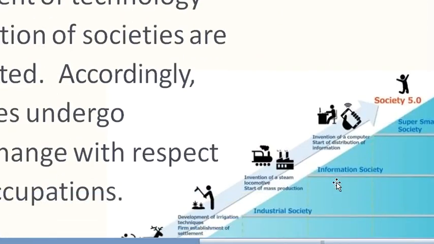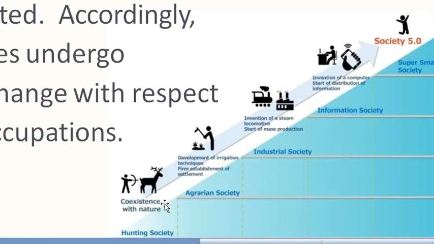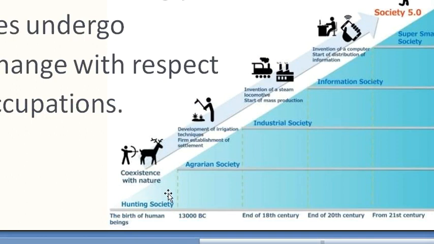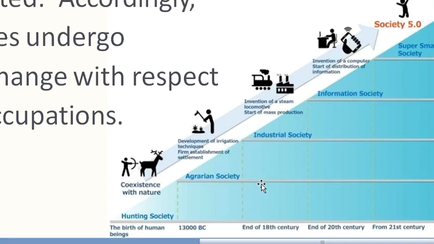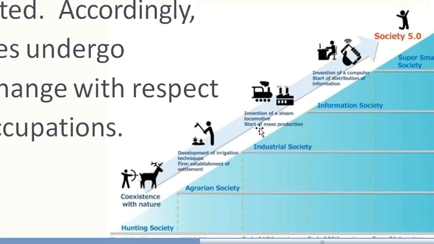Fantastic. All right, so the first one is the hunting society. This is the people's or the society's evolution. Hunting society, coexistence with nature. Agrarian society, development of irrigation techniques, firm establishment of settlement, farming. Industrial society, where the usage of coal is really high, invention of steam, locomotive, start of mass production.